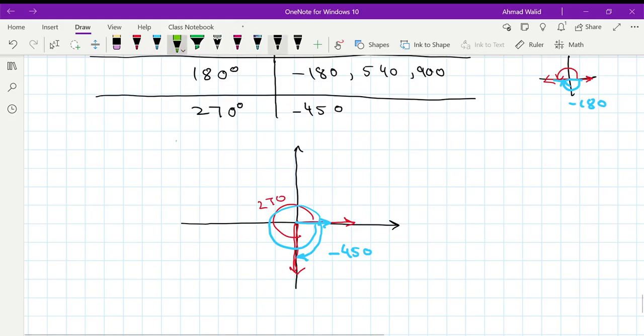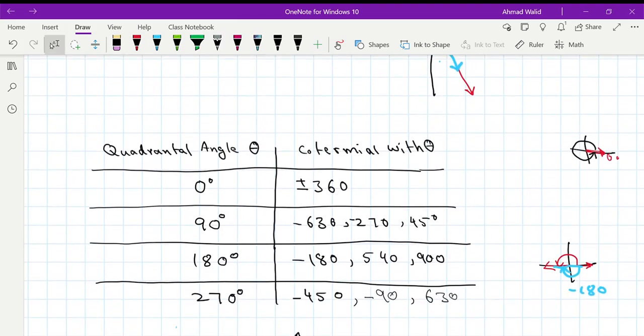Correct? What are the other coterminals? There are a lot. For example, negative 90, another easy one. Negative 90 is also coterminal to 270. 630 positive is also coterminal to 270, correct? These are some examples of the angles that are coterminal to your quadrantal angles. Quadrantal angles, how many of them do we have? 0, 90, 180, and 270. We call them quadrantal angles, correct?